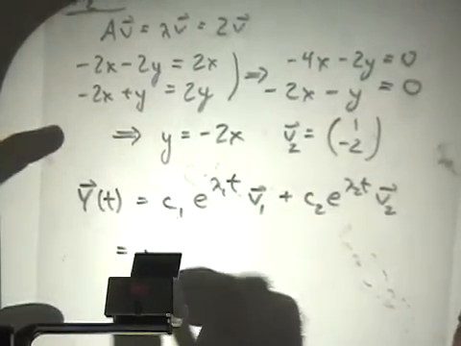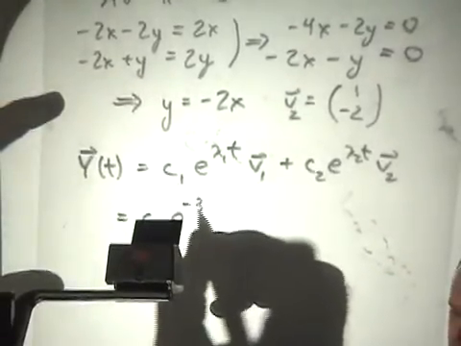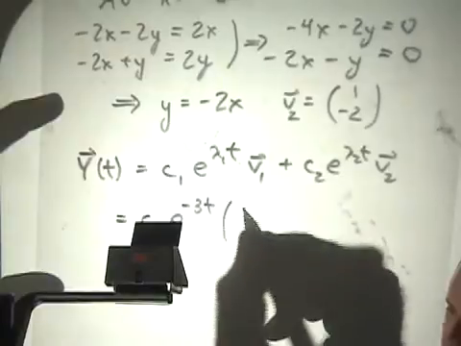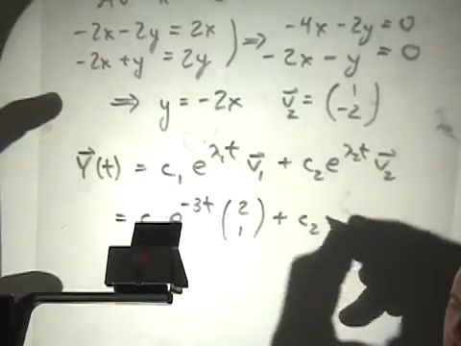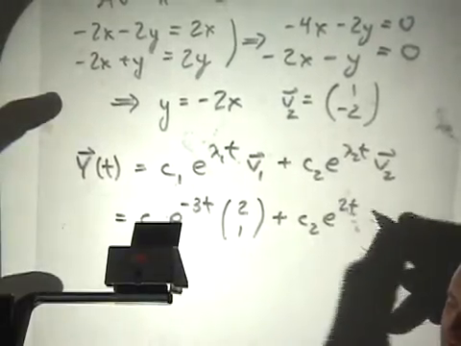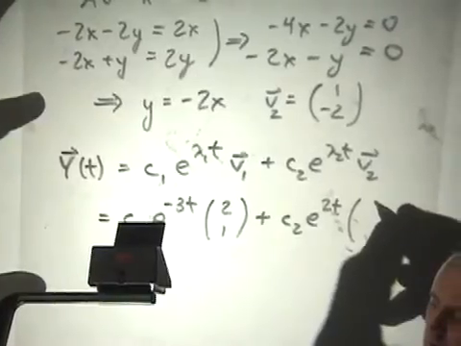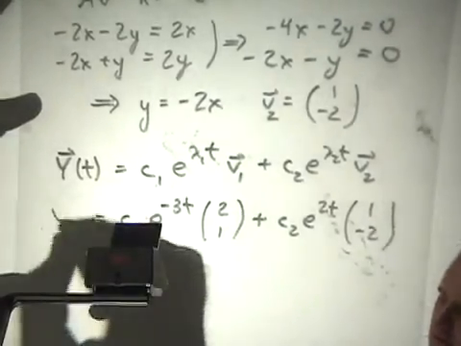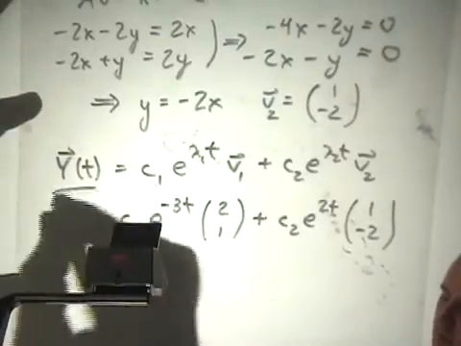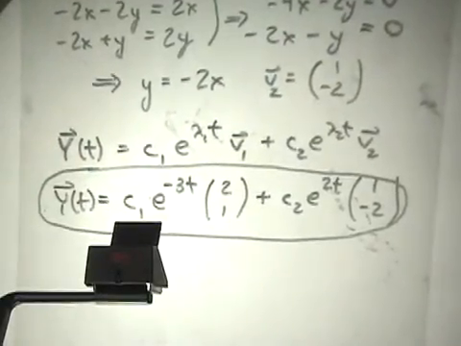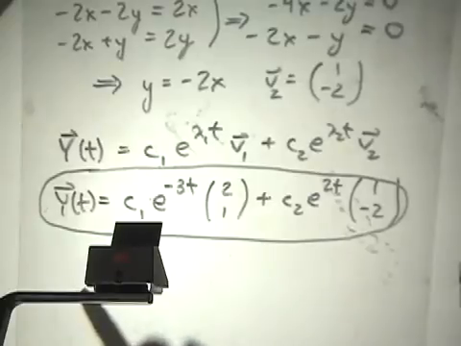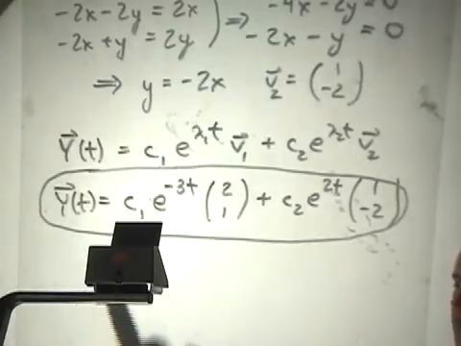So for this problem, lambda 1 is negative 3, so I get e to the negative 3t. v1 is the vector 2, 1, or any non-zero scalar multiple of that. And the second eigenvalue is 2. And v2 was 1, negative 2. This vector-valued function, which will describe a parametric curve if you have particular values for C1 and C2, is your general solution. We can use this, as usual, to solve any initial value problem that we want, although compared to Chapter 1, it gets a little bit more painful.